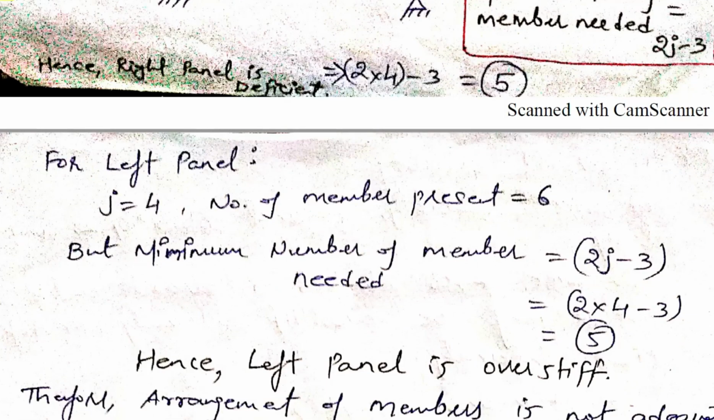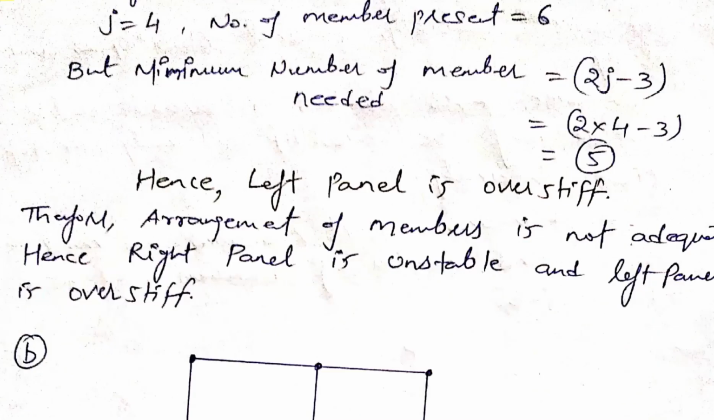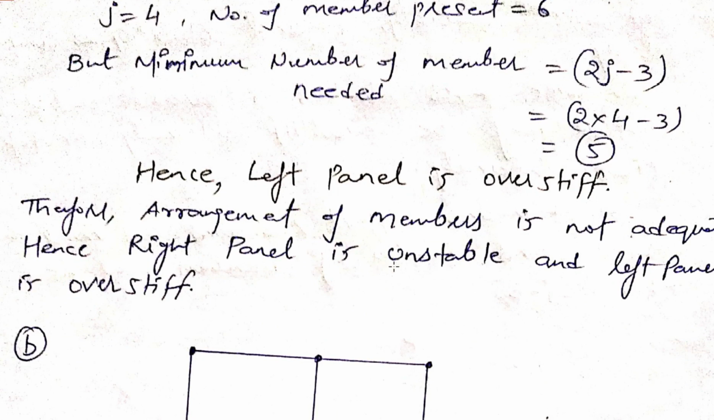So we have the left panel as over stiff, because the number of members present is 6 and the minimum members required are 5. Therefore the arrangement of members is not adequate, hence the right panel is unstable. We can say the right panel is unstable and the left panel is over stiff. This is our conclusion for this example. You can solve it on your own also.